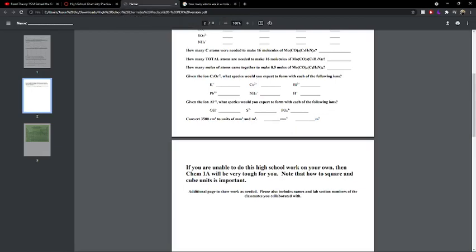See, this is a weird one because, if you guys aren't aware, this means that carbon's donating all.